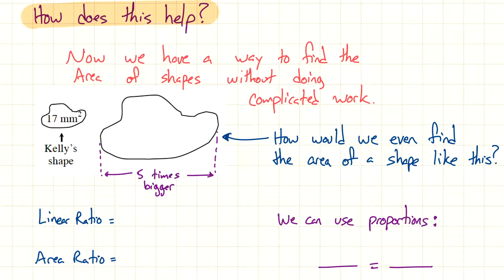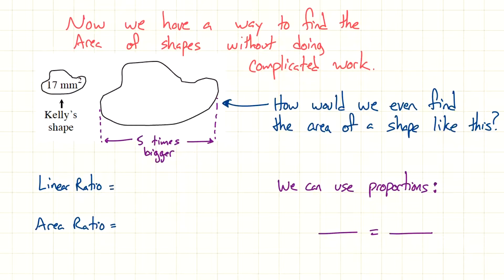that's very similar. In this problem, it mentions Kelly has this shape, and we know the area of the shape. So we already know the area of Kelly's shape, which is nice. And the only other piece of information they're telling us is this bigger shape is 5 times bigger. Based on that information, we know enough to find the area of this other shape, which otherwise we really wouldn't have any method to solve for.